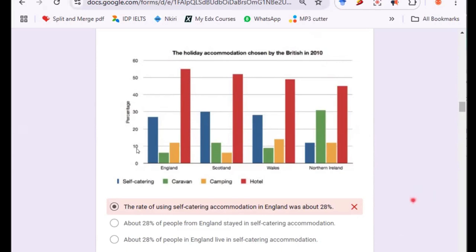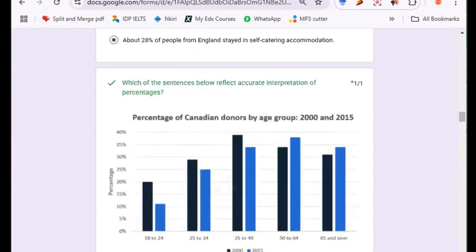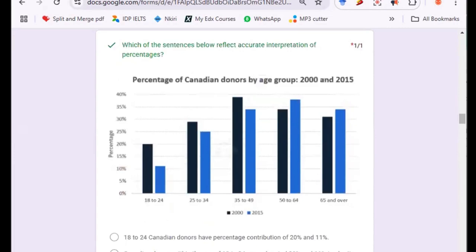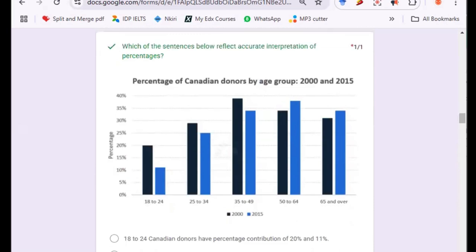So the answer to this question is going to be that number 2. 28% of people from England stayed in what? Self-catering accommodation. Stayed in. That's the answer. This is another one here. Let's just take this one and then we're going to wrap it up on that note.